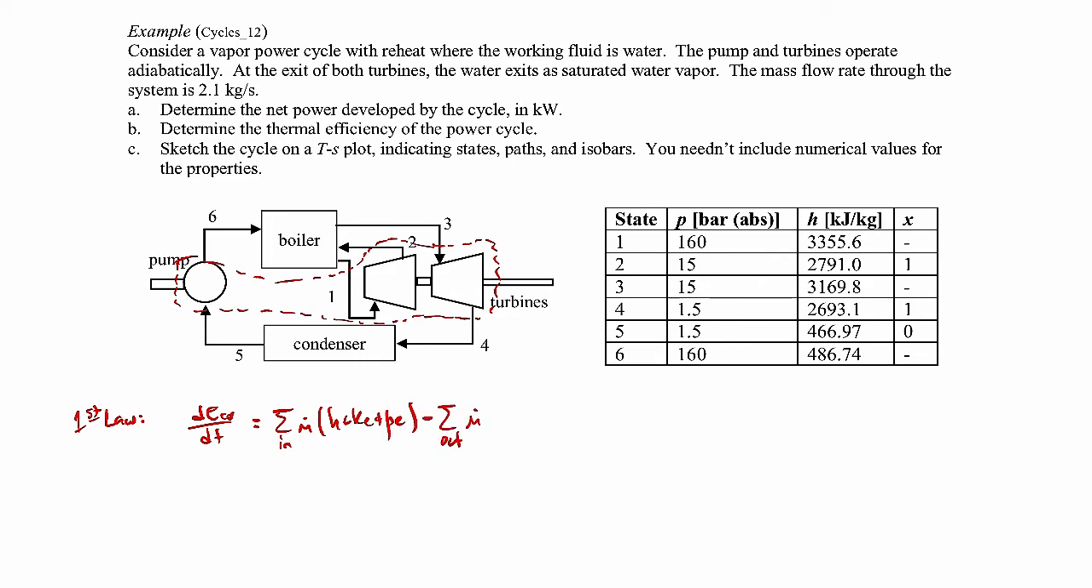This by now should be very straightforward for you. You've done these first law analyses many, many times, so you're very familiar with this. We'll say that this is a steady state system, so the left-hand side goes to 0. We're going to neglect kinetic and potential energy effects. We've talked about that many times before. We're saying that the turbines and the pump are adiabatic, so there's no heat transfer. That is equal to 0.